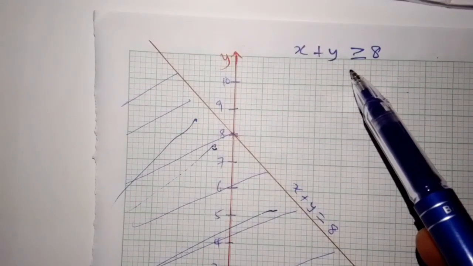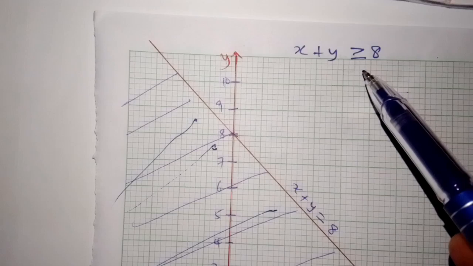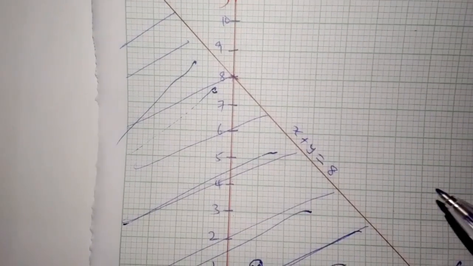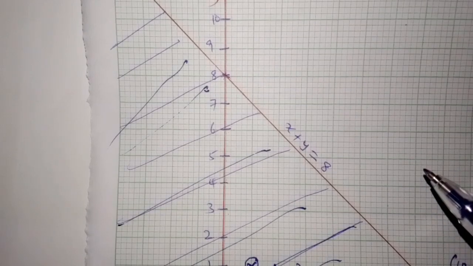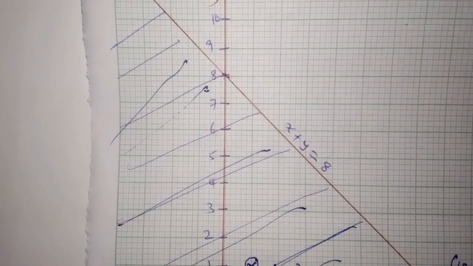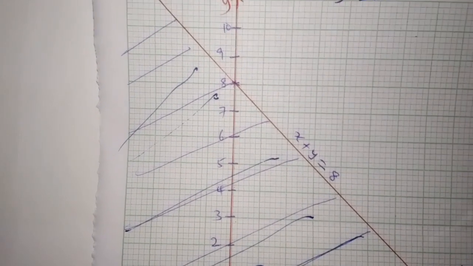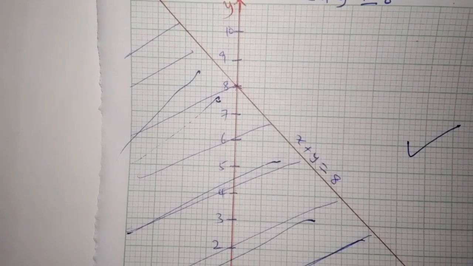x plus y is greater than or equal to 8. But the region that satisfies our inequality is this other side. So we will take this other side as the region that satisfies our inequality.